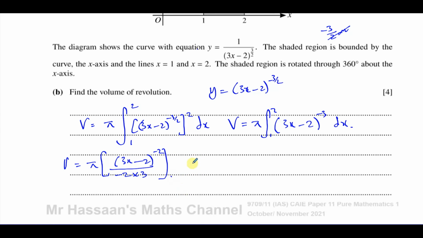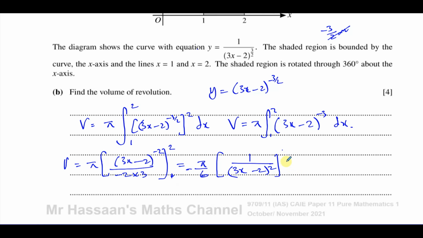So we end up with that's equal to pi times, and here this is going to be minus 6. So I'm going to take out that minus 6, so I have minus pi over 6. And here I'm going to have 1 over (3x minus 2) squared. So I've just rewritten it in a way that's easy for me to put the values in. Remember, we've got to put the limits of 1 and 2 in there.